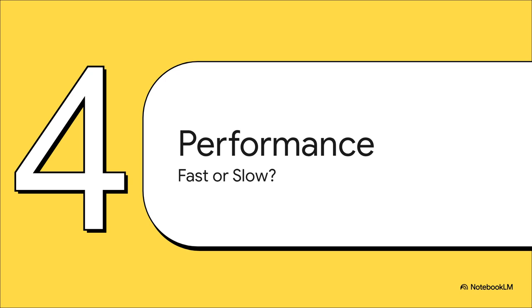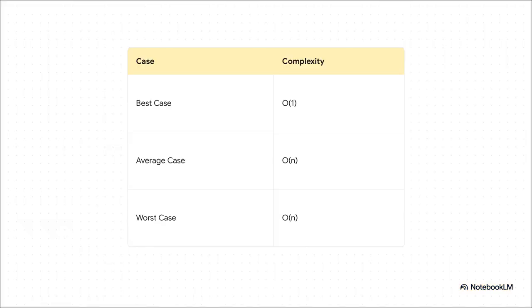Which brings us to the big question with any algorithm. How fast is it really? Is linear search a sprinter or something a little slower? In computer science, we use this thing called time complexity to measure an algorithm's speed, and we usually write it in big O notation. As you can see, there are 3 scenarios here.